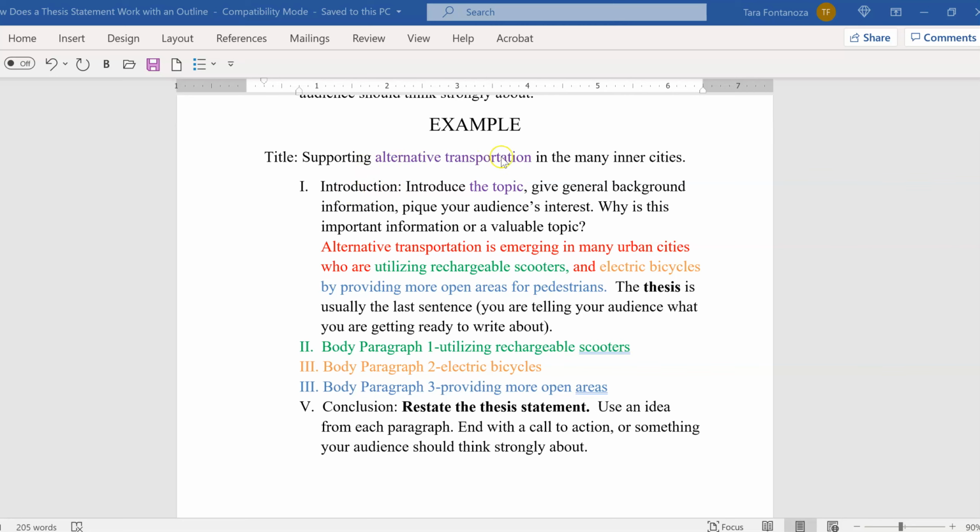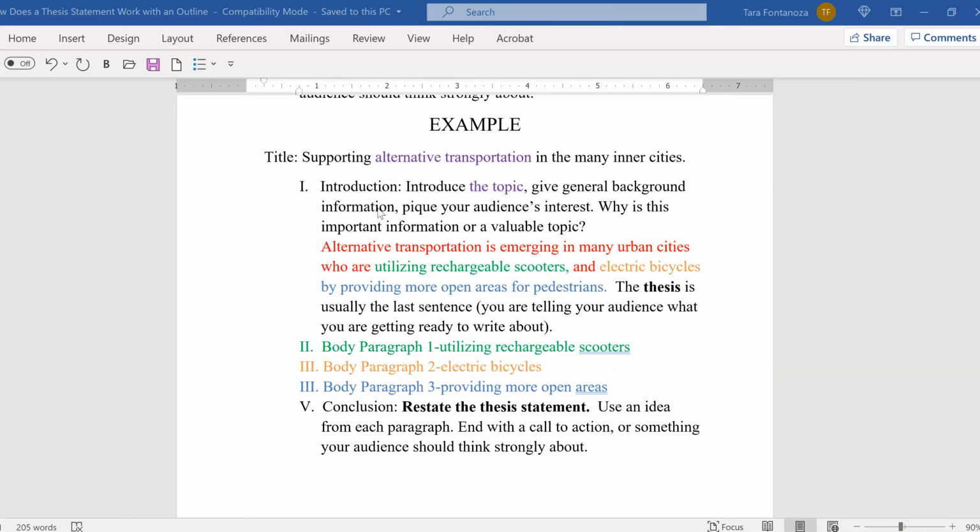If I was going to write about alternative transportation, this means different ways people can get around in an inner city. I chose inner cities because bigger cities usually have and need this a little bit more than smaller cities, but it's nice to see everywhere. So if my introduction is my topic, I'm going to write this whole paper about alternative transportation, and I want to, in the introduction paragraph, let them know, why is this important? Why is this valuable? What information or background do I need? Why is there a need for alternative transportation? Why is that important in this day and age?